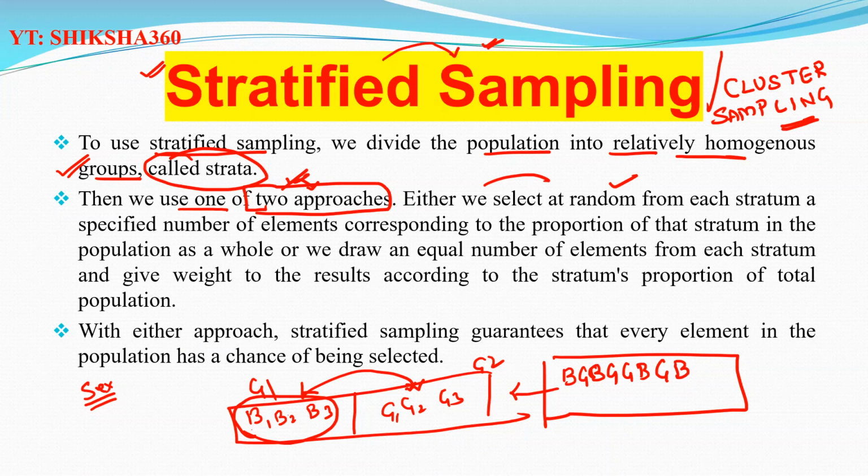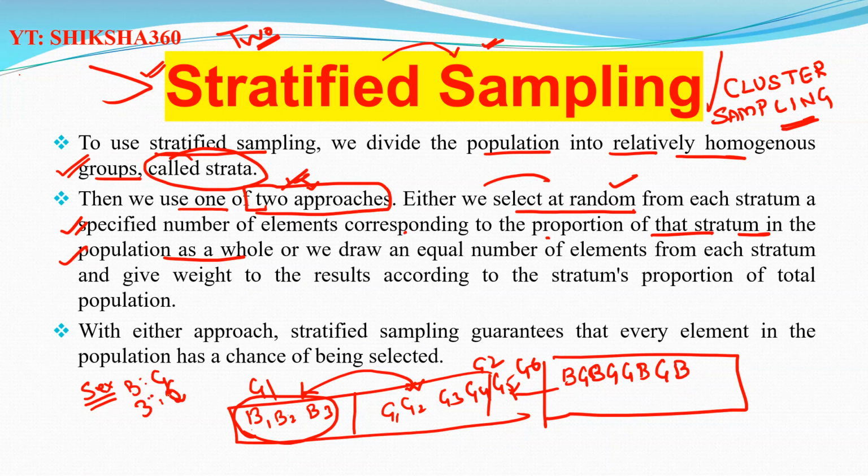So under stratified sampling we have to use two approaches. The first is that we select at random from each stratum a specified number of elements corresponding to the proportion of that stratum in the population as a whole. For example, if there are 3 boys and 6 girls, they are in the ratio of 1:2.